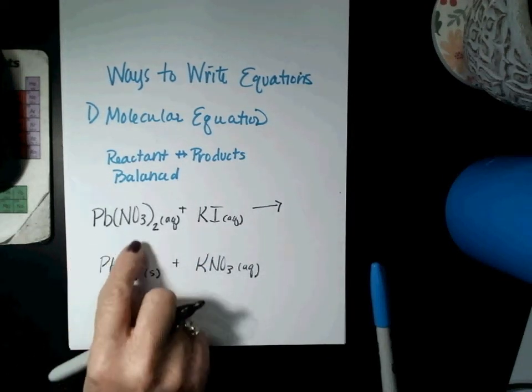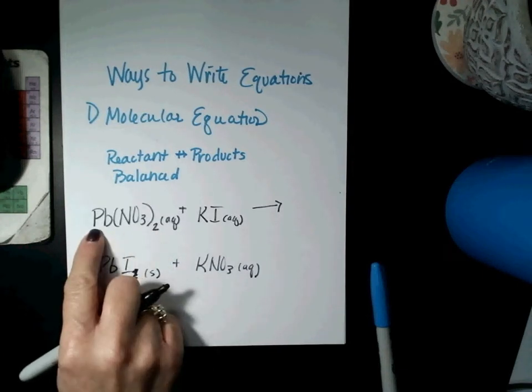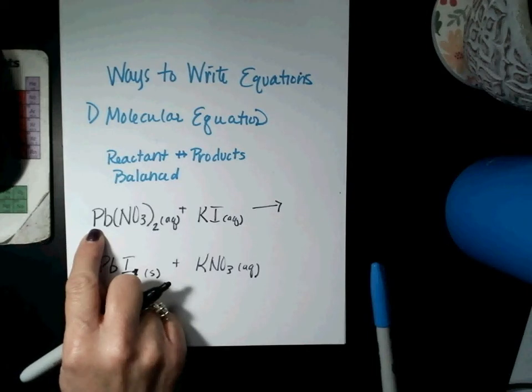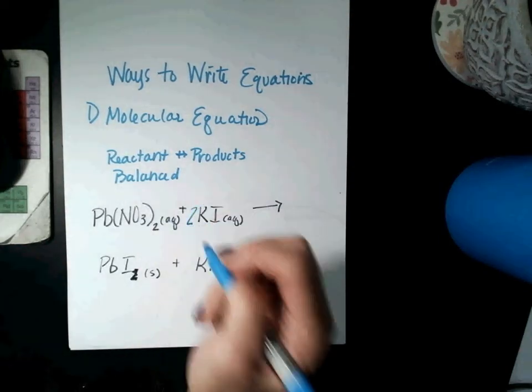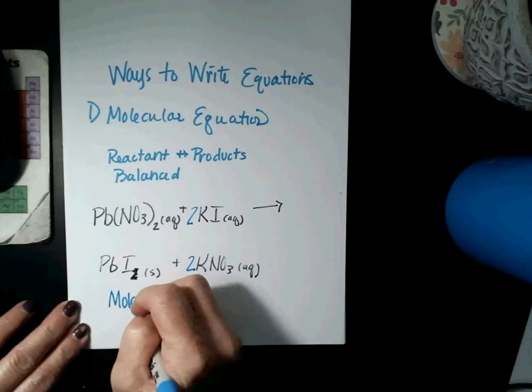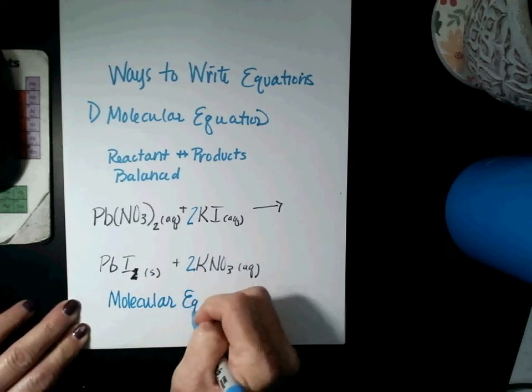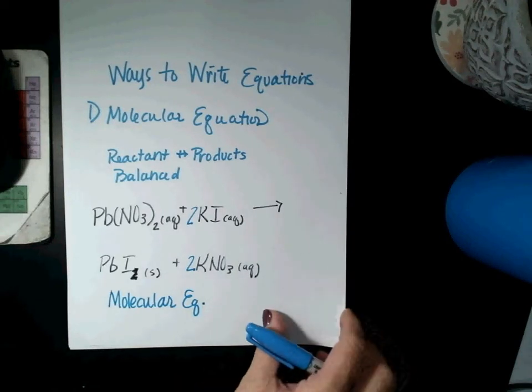Okay. Because up here, my nitrate I know is 1 minus, and there are 2 of them. So that told me that had to be lead 2. All right, is this balanced? No? Stuart, what do I have to do to balance this? Okay, so this is an acceptable molecular equation. So when you're asked for that, don't be confused. That's what we're looking for.